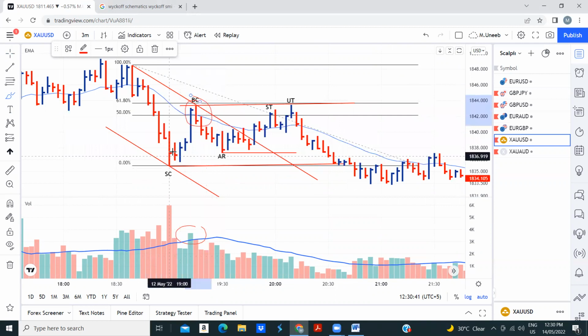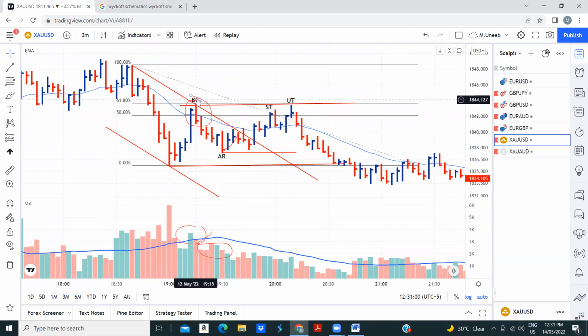Where will be the automatic reaction? So this is not the automatic reaction. Really, this is actually the buying climax. Now price came here. Okay, we have increasing volume now, and after that the price makes support. This is what? This is the automatic reaction. Now we know that this selling climax we can delete. Got it?